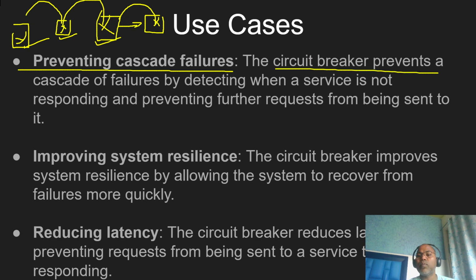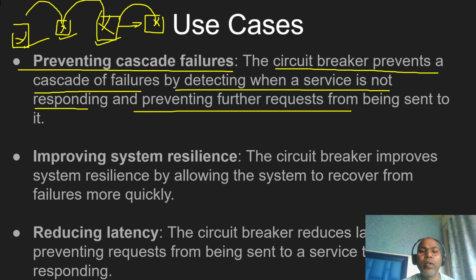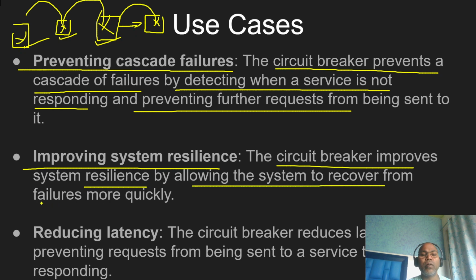The circuit breaker prevents cascade failure by detecting when the service is not responding and preventing further requests from being sent to it. It also improves system resilience by allowing the system to recover from failure more quickly. Here we have the concept of half open: after some timeout, it checks whether the system has recovered and the fault is fixed. Then it continues, so the system automatically goes back to normal.